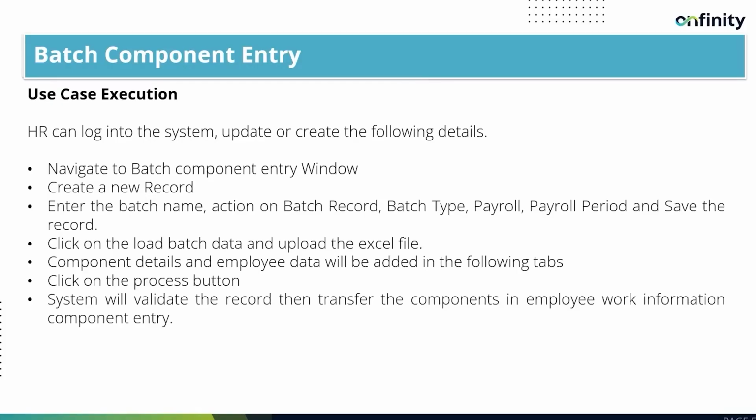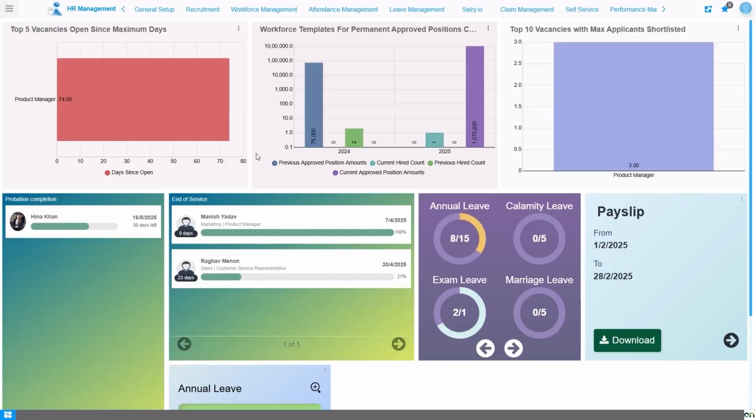The user will navigate to the batch component entry window and create a new record. They'll enter the batch name, action type, batch type, specify the payroll being used, and the relevant payroll period, and then save the record. They'll click on the Load Batch Data button and upload the prepared Excel file. The component details and employee data from the file will be added into the corresponding tabs within the batch record. Then, they'll click on the Process button. The system will validate the records in the batch and then transfer the components to the Employee Work Information Component entry for each employee. So, let's start with the practical execution of this case in the system.